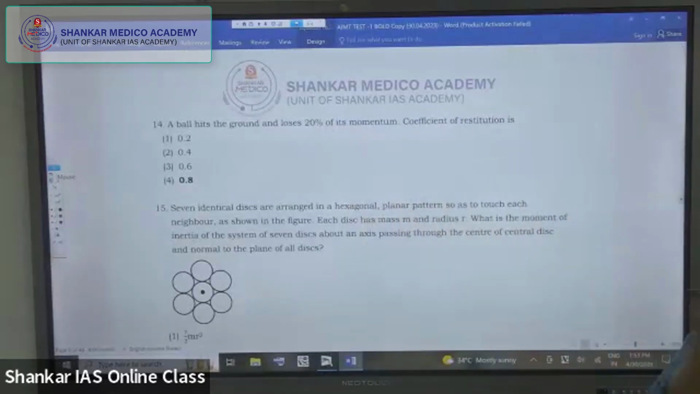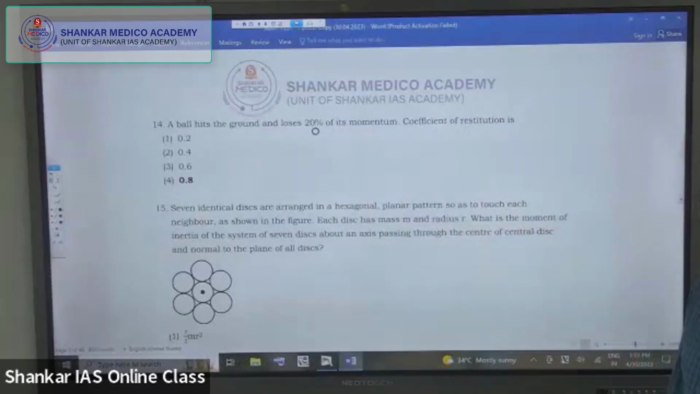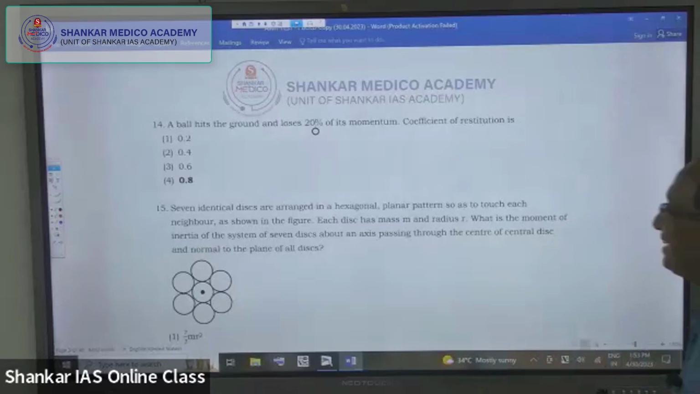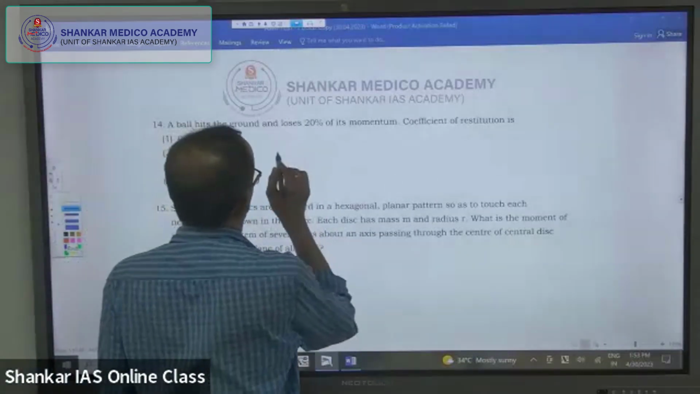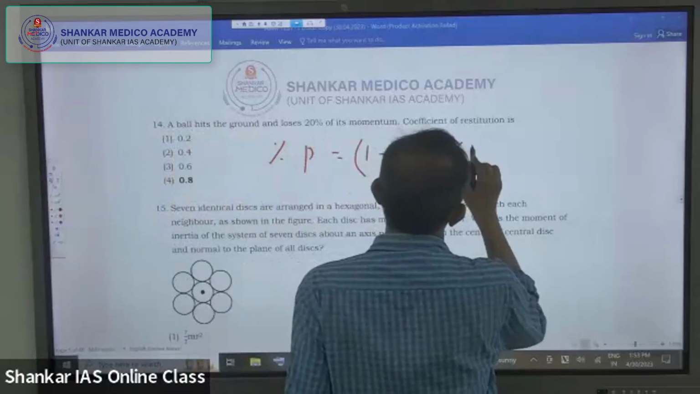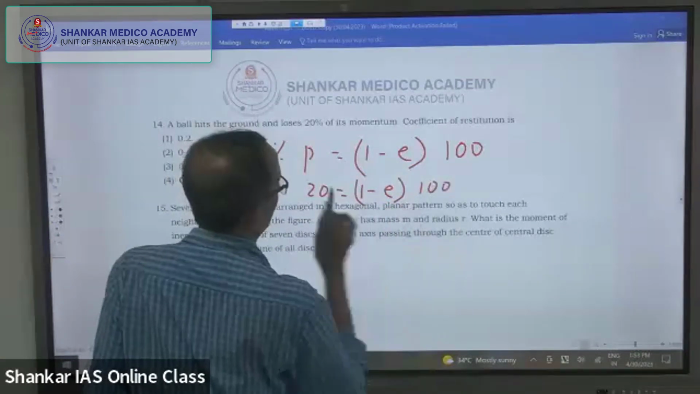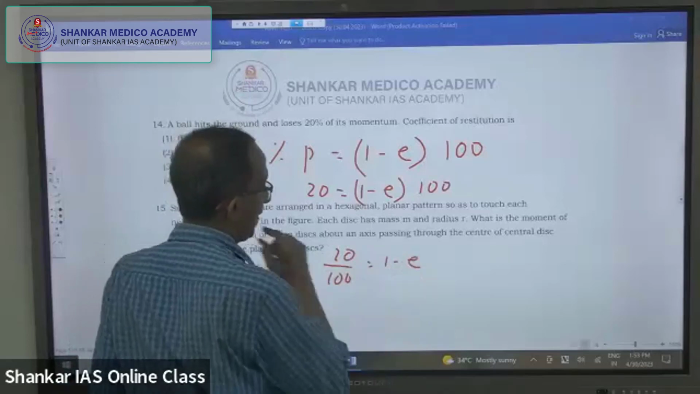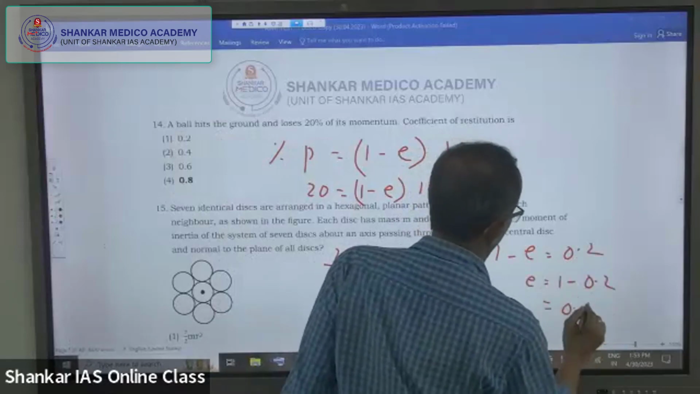A ball, please listen here, be careful. The ball hits the ground and loses 20% of its momentum. The coefficient of restitution is, answer is 0.8. Anybody got the answer? What is the step? Percentage loss of p equals 1 minus e into initial momentum, 100%. So 20 equals 1 minus e into 100. 20 by 100 equals 1 minus e. 1 minus e equals 0.2, or e equals 1 minus 0.2 equals 0.8.